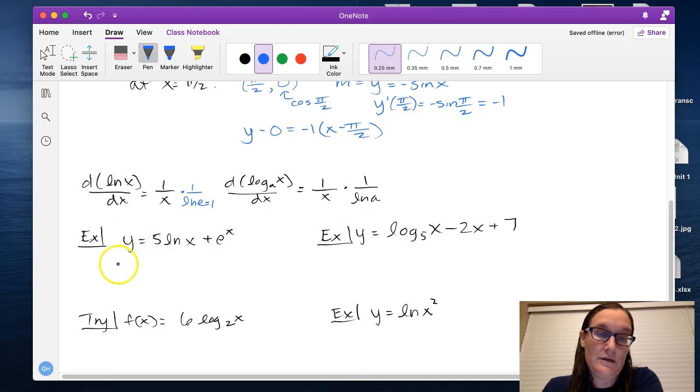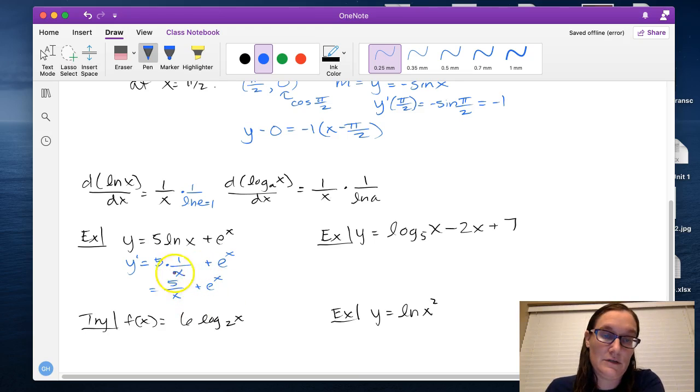So first one, derivative of y equals 5 natural log of x plus e to the x. Y prime, our 5 is going to stay there. Natural log derivative, that is 1 over x. Derivative of e to the x is e to the x. I would recommend maybe rewriting that with the 5 in the numerator, and you could do that from the beginning if you wanted to. You don't have to take an extra step to do it.